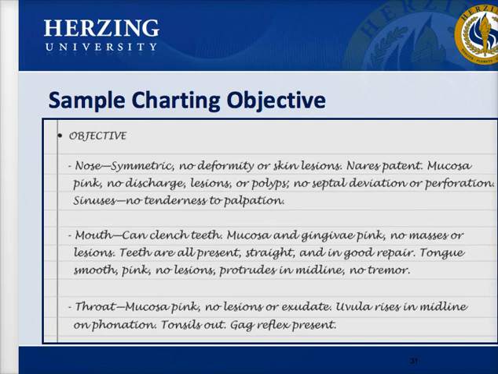So for your objective nose: the nose is symmetric, no deformity or skin lesions. Nares patent, mucosa is pink, no discharge, lesions or polyps, no septal deviation or perforation. Sinuses, no tenderness to palpation. Mouth: patient can clench teeth. Mucosa and gingiva pink, no masses or lesions. Teeth are all present, straight, and in good repair. Tongue smooth, pink, no lesions. Protrudes in midline, no tremor. Throat: mucosa pink, no lesions or exudate. Uvula rises in midline on phonation. Tonsils out, gag reflex present.